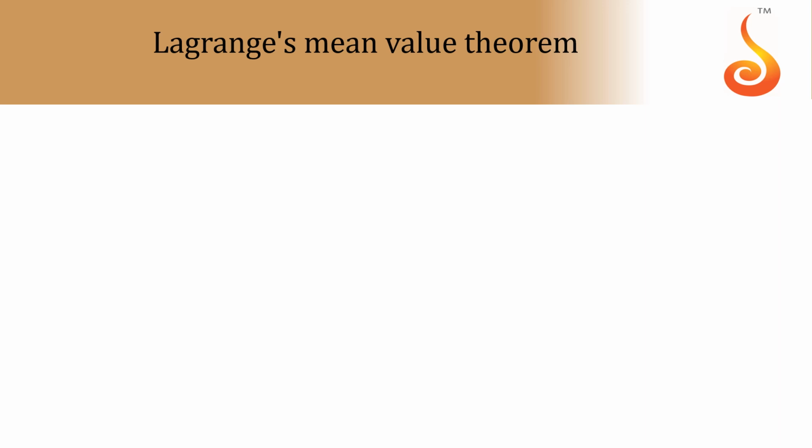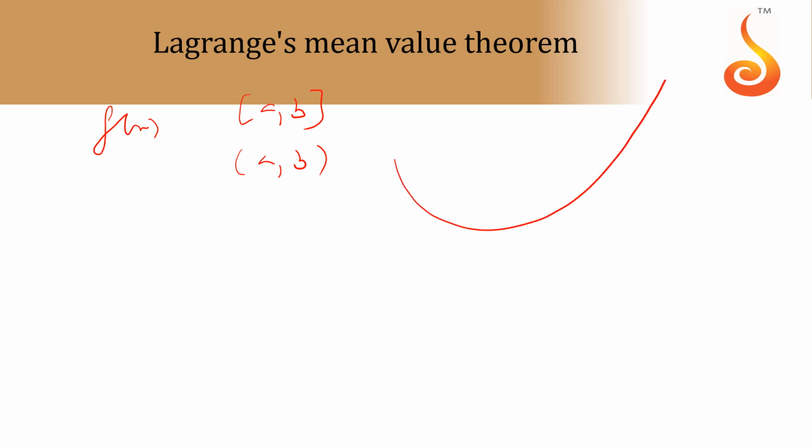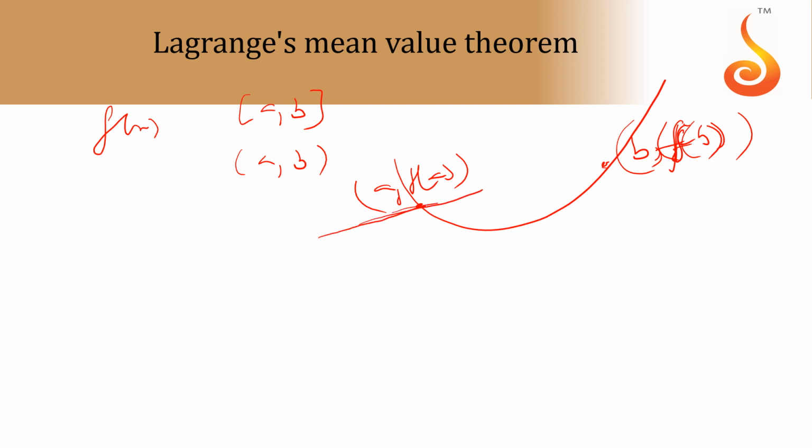So I think you know Lagrange's mean value theorem. If a function f of x is continuous in the closed interval and differentiable in the open interval, suppose there is a function with points a comma f of a and b comma f of b. Then if you join them, you will get a secant line. Assume that you are dragging that secant line. That means you are generating a parallel tangent line.